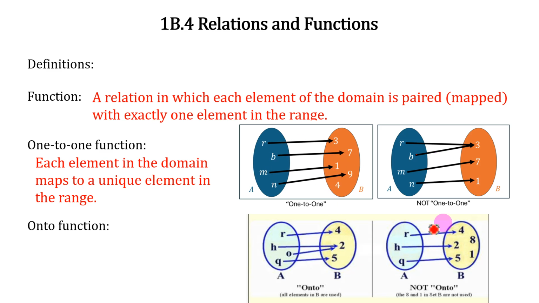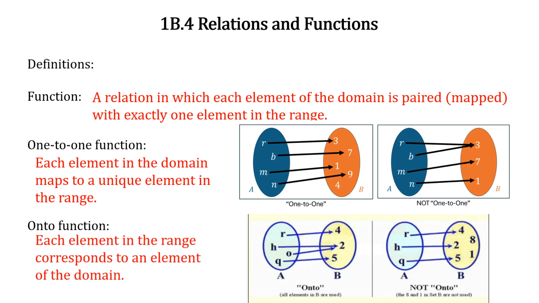Now onto, this is not onto. I think about it as there are things in the range that don't get used. Everything in the range here gets mapped to. Over here, not everything does. So each element in the range corresponds to an element of the domain. Everything in the range is used.